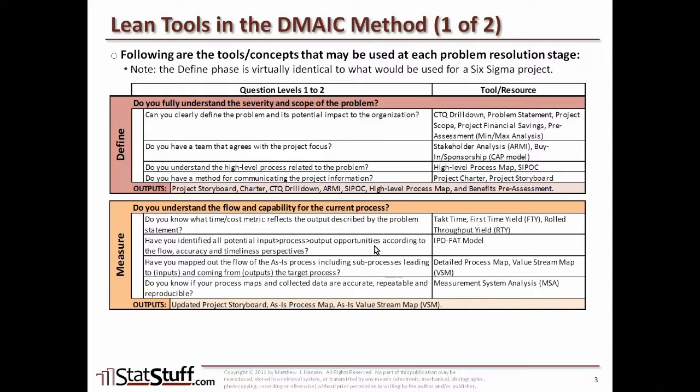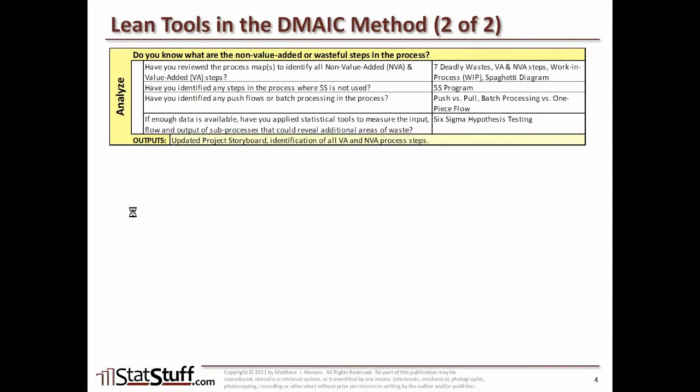Again, these are the sub-level questions that will help us in ultimately answering this top-level question for the measure phase. That is, do we fully understand the flow and capability for the current process? Once we can answer yes to that, then we're going to move on to the analyze phase. The top-level question for the analyze phase is, do you know what are the non-value-added or wasteful steps that are in the process? Well, if you're not sure and if you haven't analyzed the process in that way, then here are the questions you want to ask to help guide you in that direction.